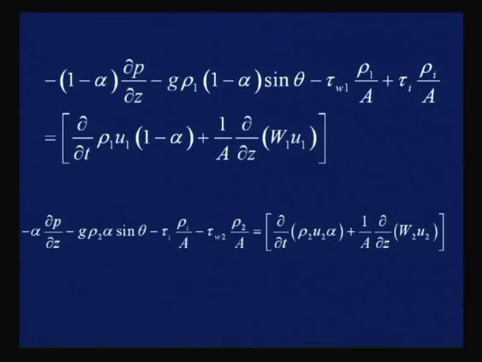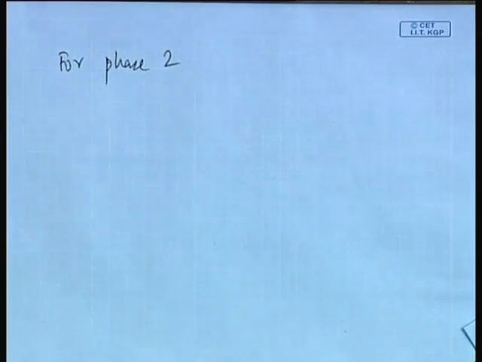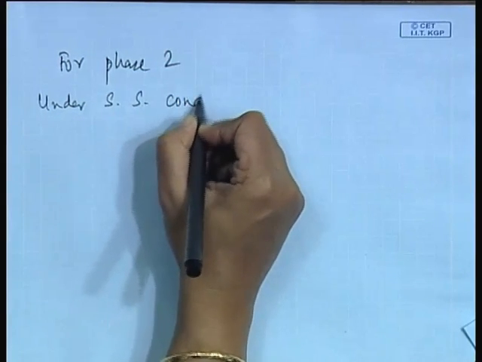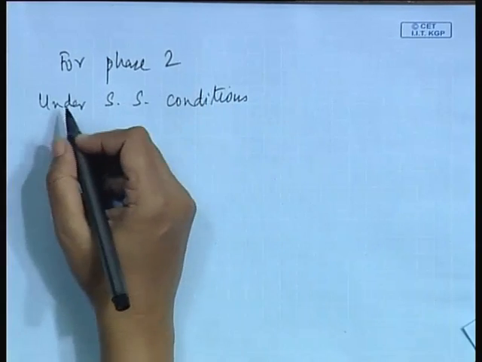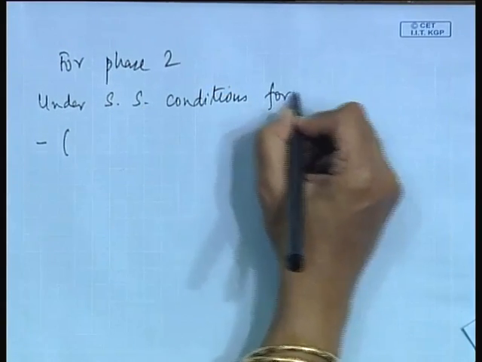So these are for one dimensional flow with everything else remaining. Okay. So under steady state conditions, what do you get? Under steady state conditions, this term and this term disappear. Therefore, under steady state condition, the equations reduce to, so you can write down the equation for phase 2, because usually we deal with steady state conditions.